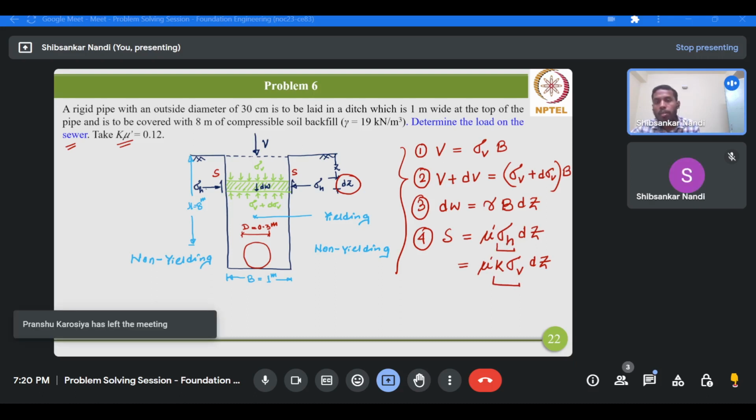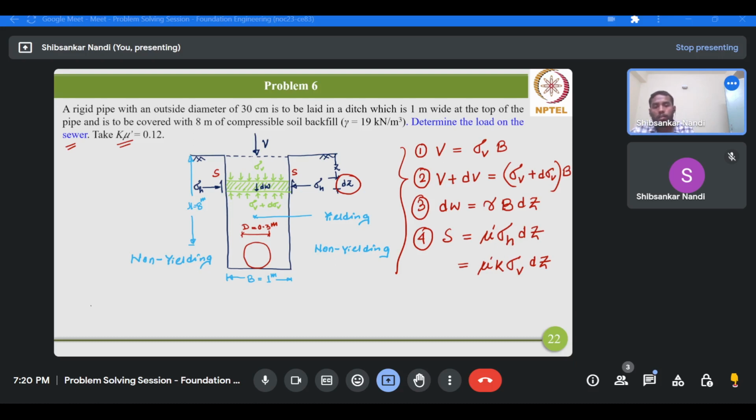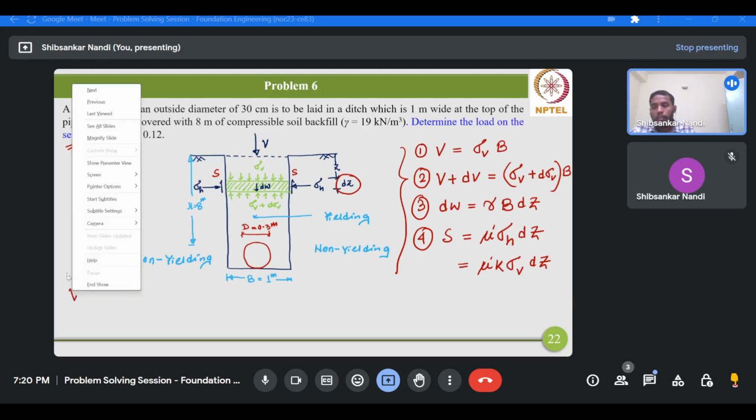Now this is the normal stress on this surface. If sigma H is the normal stress, then normal stress multiplied by this friction coefficient will give you the shear stress S, and that will basically act in the vertical direction, and this is the thickness dz. Okay, this is the area. Perpendicular to this plane, the dimension is considered as 1. So these are the 4 forces involved in this mechanism. Now we will consider the vertical force equilibrium for the elemental slice.